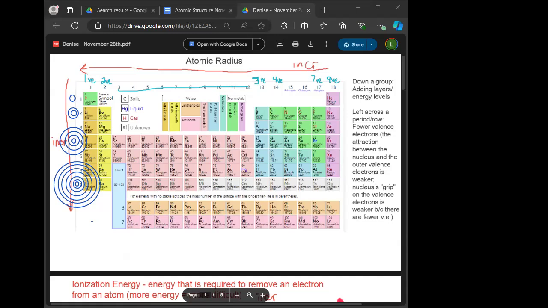And like I said, if there are 7 energy levels, then the size of that atom is going to be much bigger than an atom with only 1 or 2 or 3 energy levels. And the reason why it decreases going to the right and increases going to the left has to do with the valence electrons.